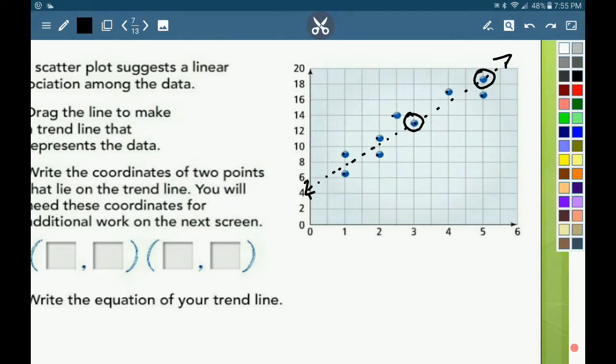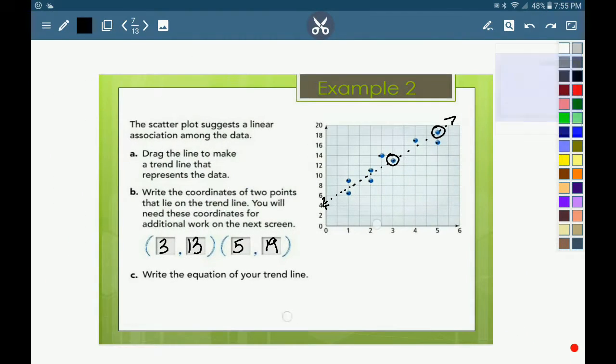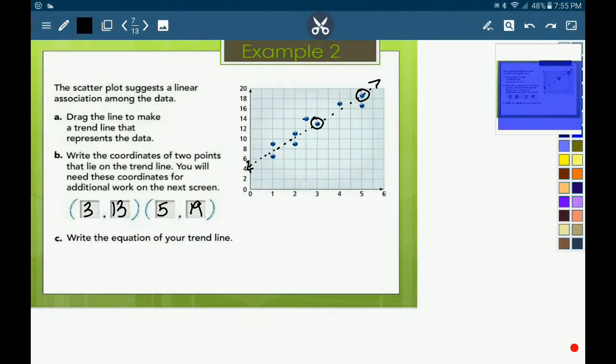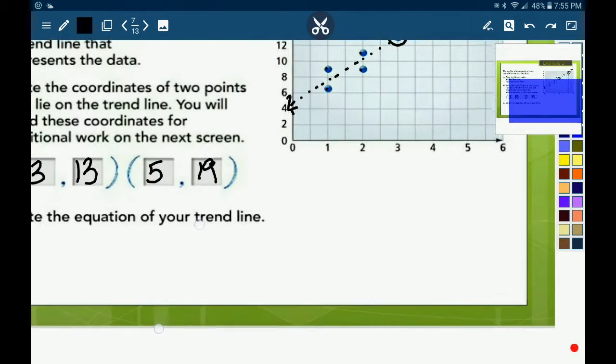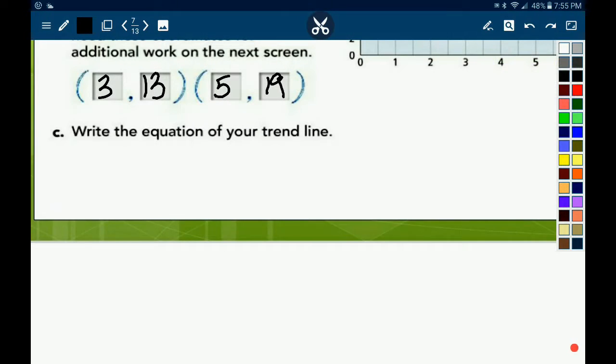The coordinates of those 2 points, it looks like this first one is 3, 13. The second one, if I'm reading it correctly, it looks like 5, 19 approximately. And now we just follow the same steps that we had from the intro slide. So I'm first going to find the slope between these 2 points.